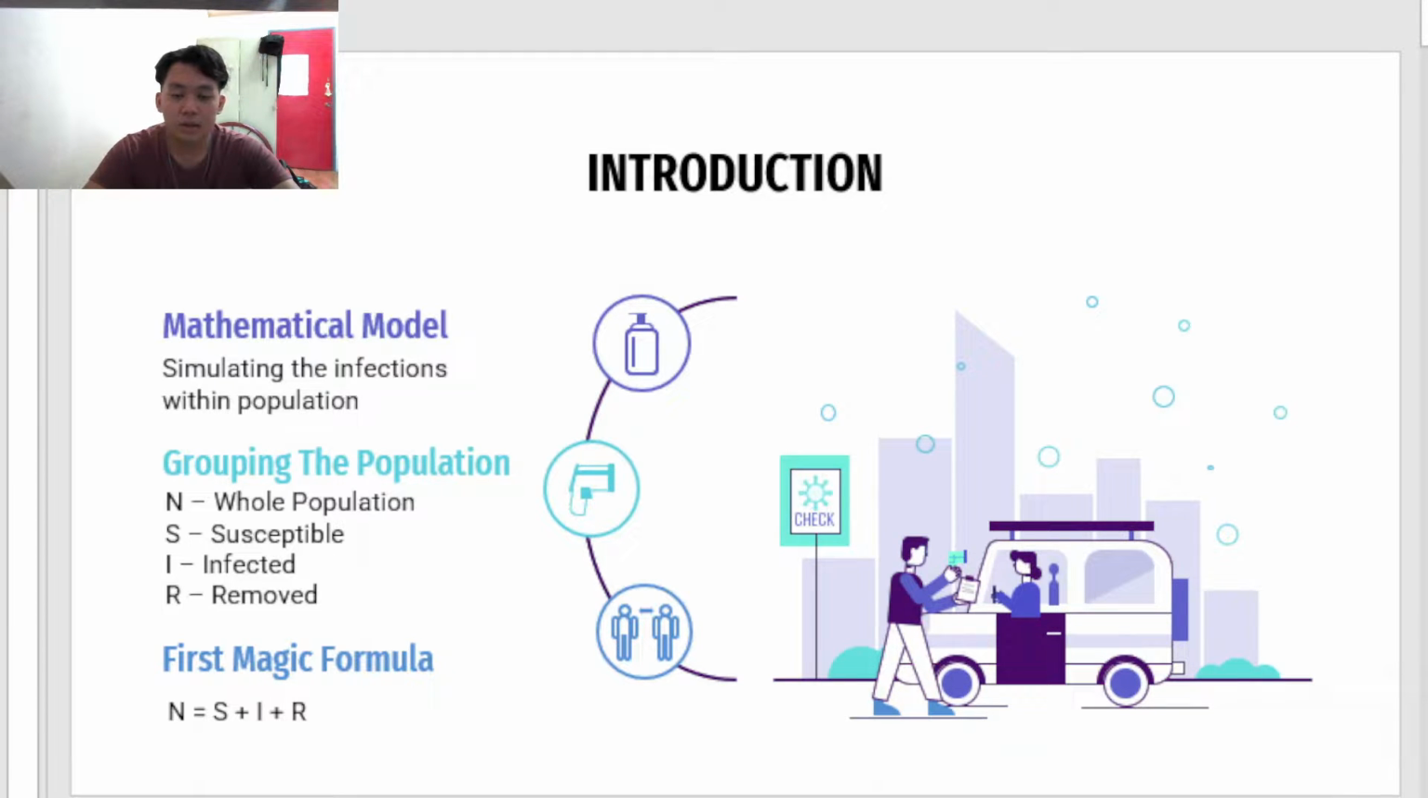In this N group, we have the susceptible group, denoted S, those that might catch the virus from infected people. And we also have the infected group, denoted as I, where it represents those that are infected and might spread the disease. And we even have the removed group, R, the group of people that are resistant to the disease or might have recovered or might have died as well. With that being said, we have the first formula where the sum of the S group, the I group and the R group will be equivalent to the whole population.